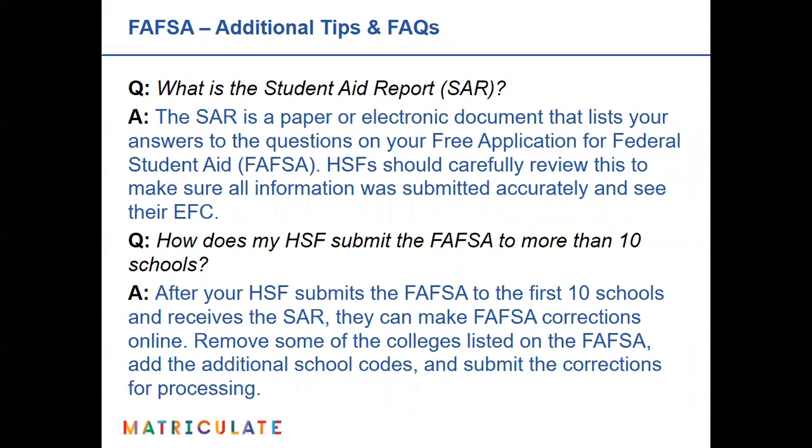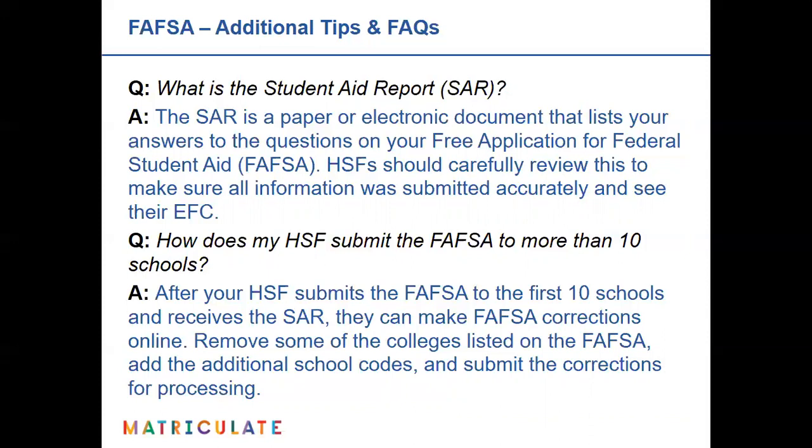If there are questions about what exactly the student aid report is, it's a paper or electronic document which lists the answers to the questions on the FAFSA that were completed by your HSF. The form itself is the one that you should be referencing with your student. You should never necessarily have access to their personal tax documents, but this will give you all of the information that you need to adequately support them through this process. HSFs should carefully review this to make sure that all of the information was submitted accurately, because this is the document that also produces your estimated family contribution.